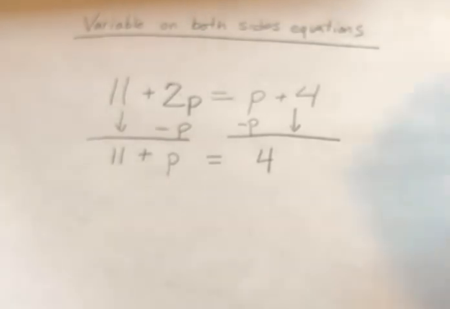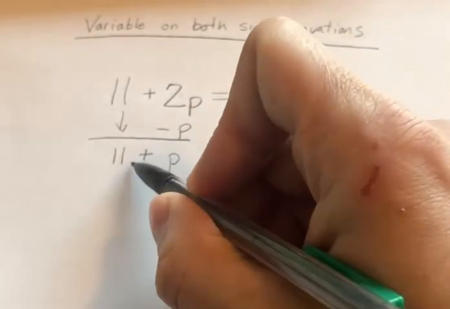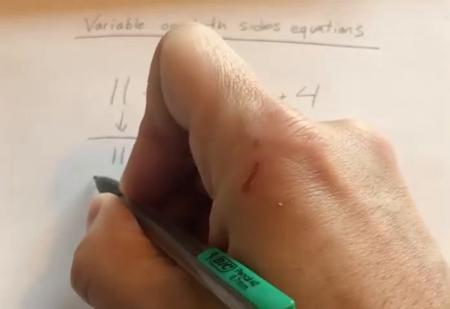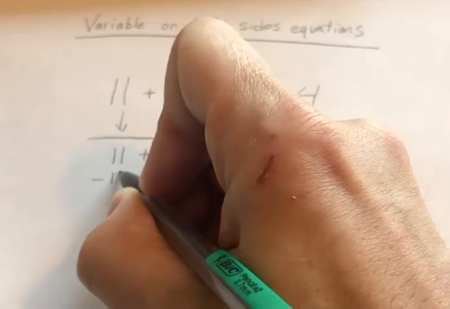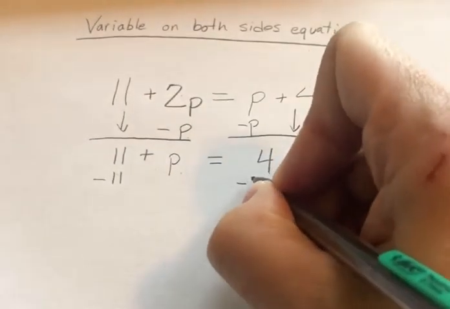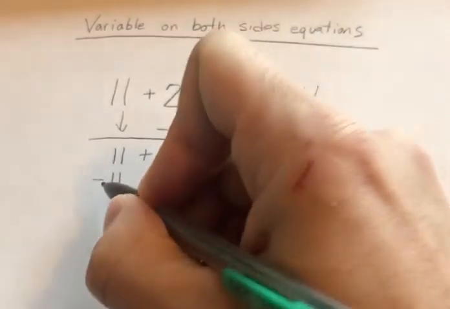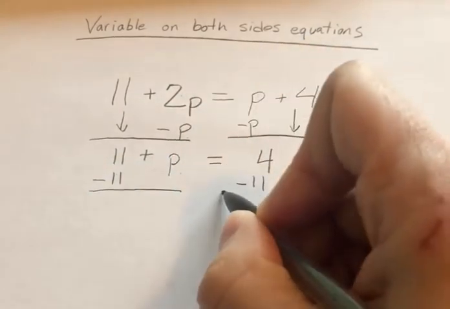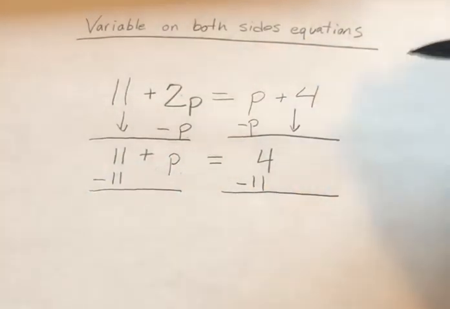So 11 plus p equals 4 is the type of problem you've been doing since kindergarten, except this is going to end up being negative because we need to get rid of plus 11. To get rid of plus 11, you do the inverse or opposite, subtract 11. We need to do the same thing on both sides, so subtracting 11. Write my lines to keep everything organized.